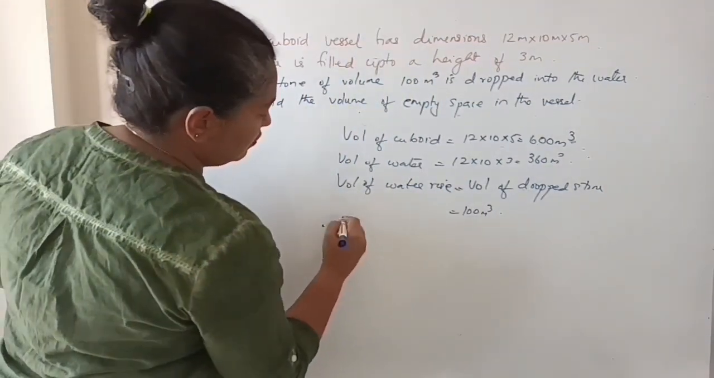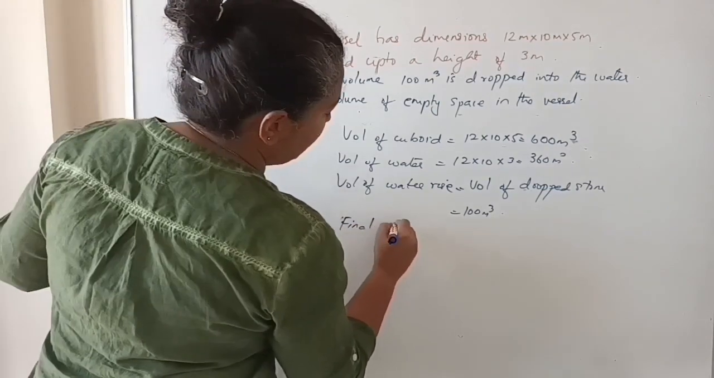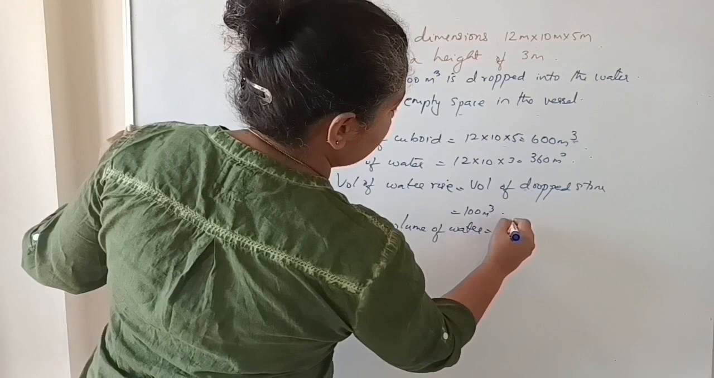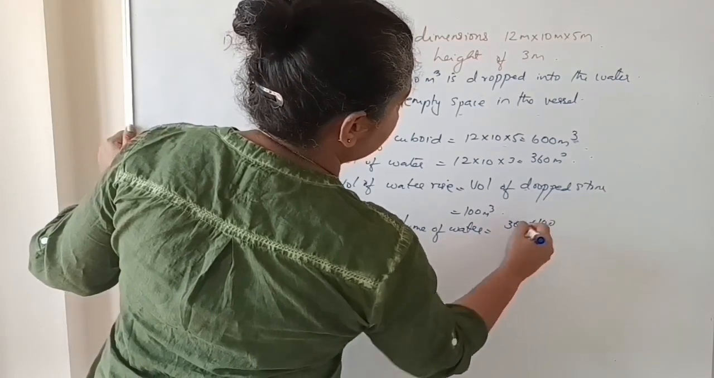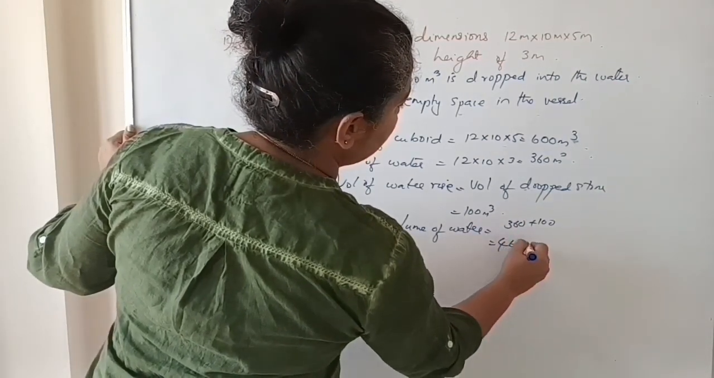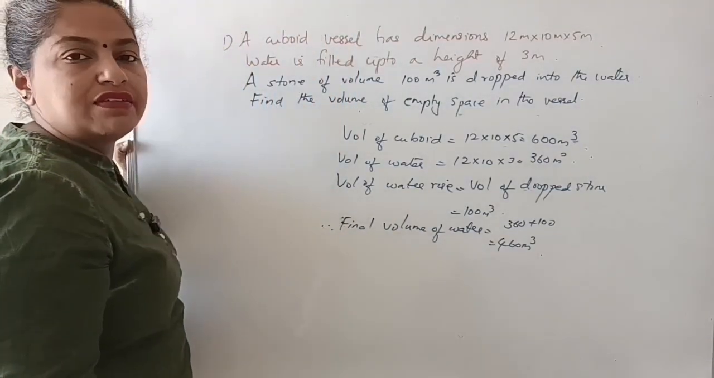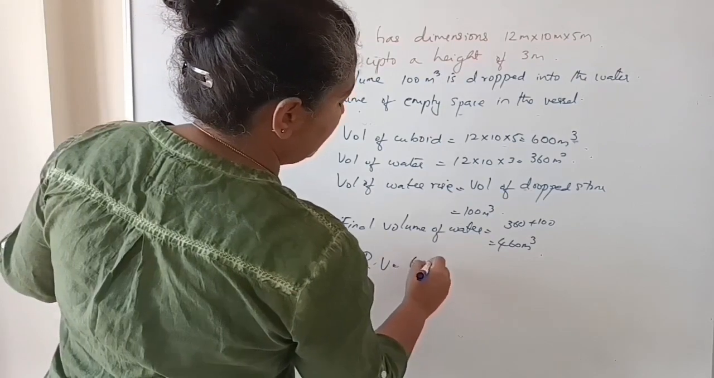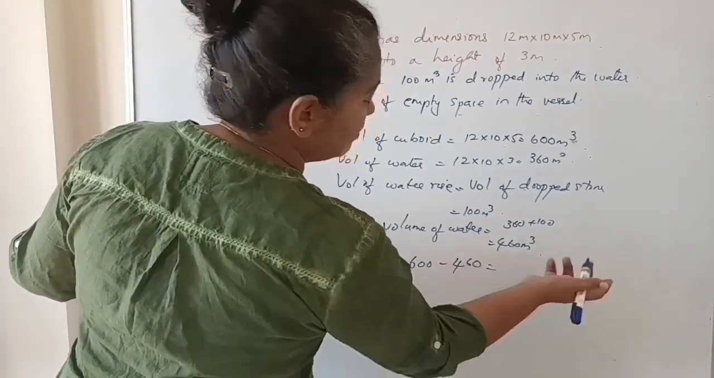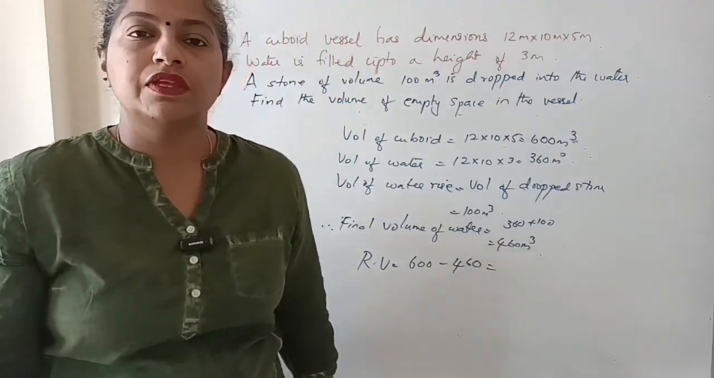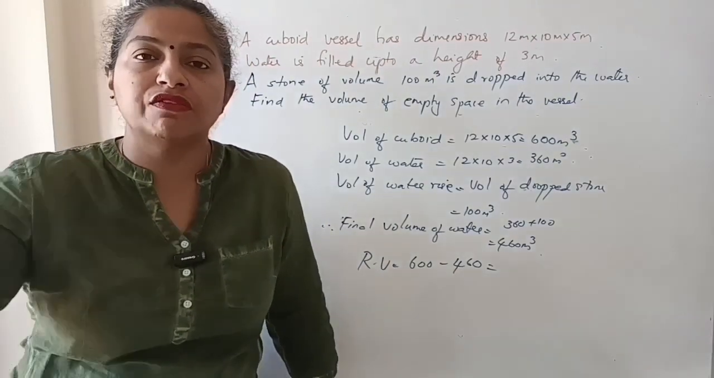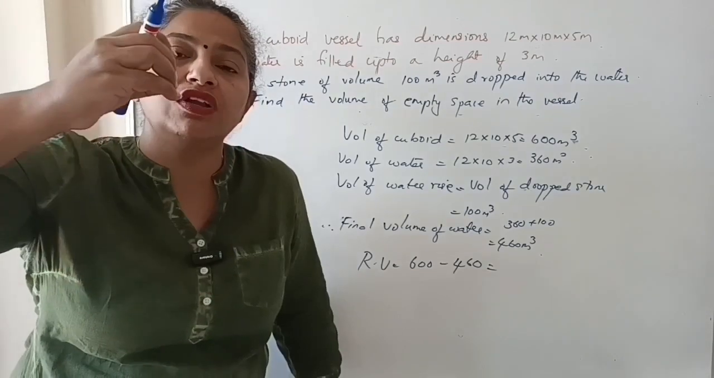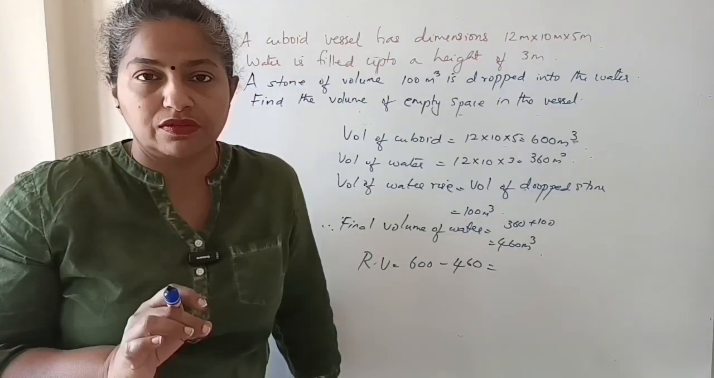Now final volume of water is what? It is 360 plus 100, which is 460 meter cube. Now what is the remaining volume? Now the remaining volume is 600 minus 460. So are you clear? Whenever we are dropping the stone into the water, that water which is displaced, that volume will be equal to the volume of the stone.